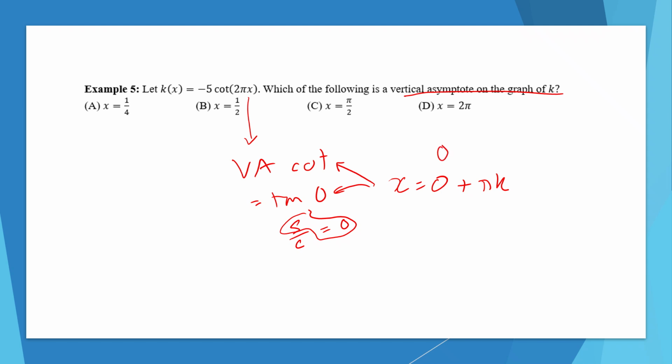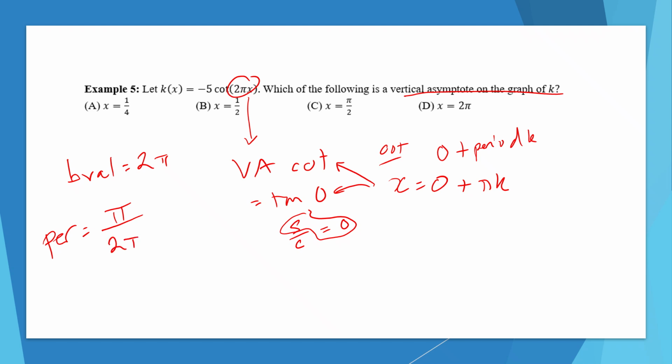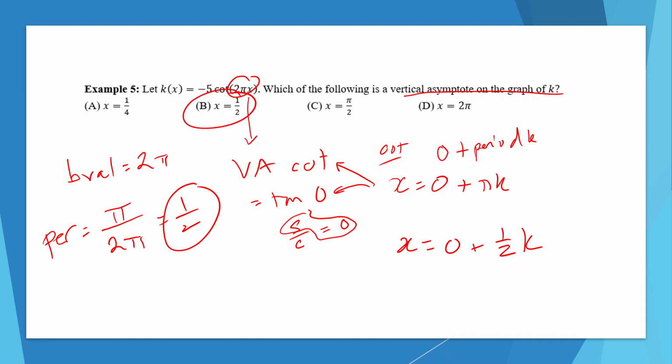Now this is 0 plus our period times k for cotangent, or just tangent. And so we want to find what is our new period, where our b value is equal to 2 pi. So our period is going to be not 2 pi over our b value, but pi over our b value, to get our period to be 1/2 in this case. So then this should be 0 plus 1/2 k, and the only one that fits that is option choice B. So B should be our answer for example 5. You probably won't see anything like that on a quiz.